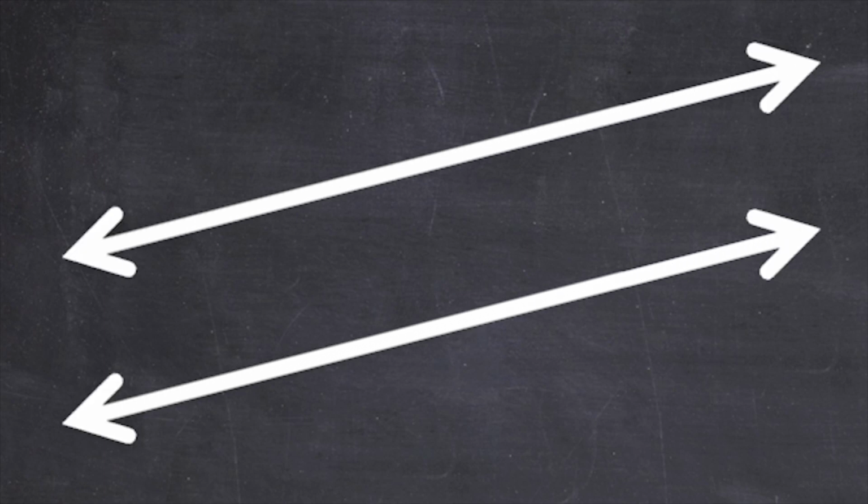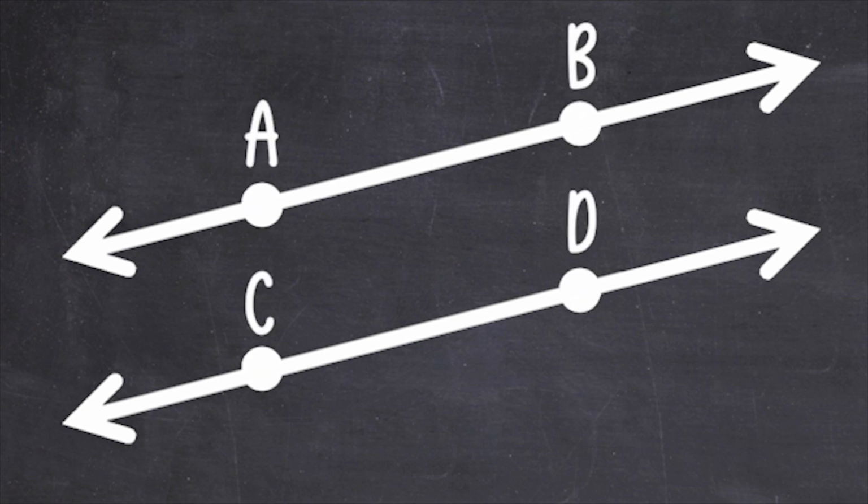Now that we know a little more about angles, we can talk about parallel and perpendicular lines. We say that two lines are parallel if they will never intersect, meaning they never cross each other. Line AB and line CD here show us what it looks like when two lines are parallel to each other.